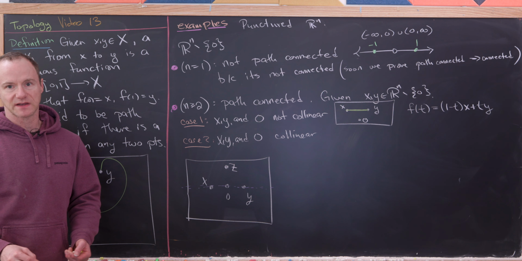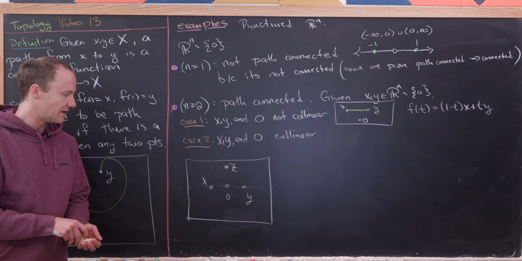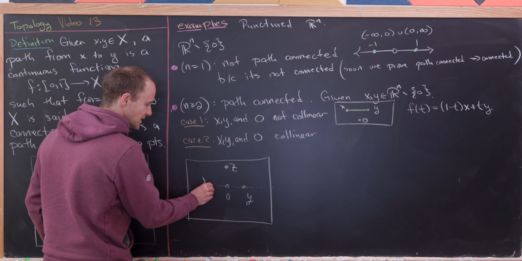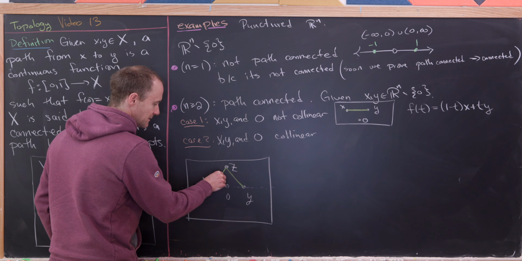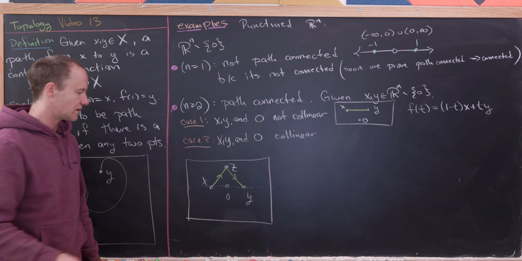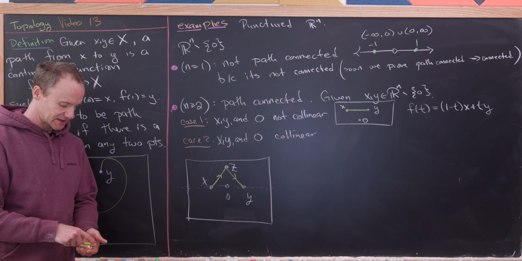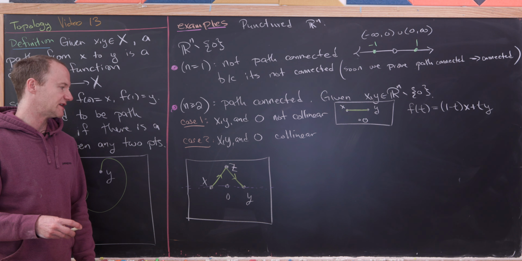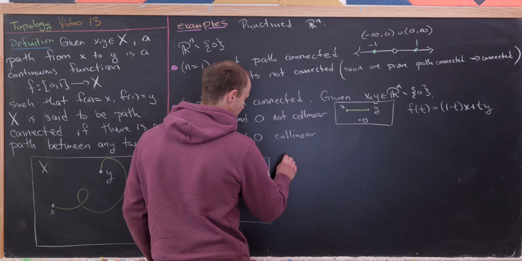So you can always find something outside of the line between 0, x and y. And then what we'll do is just paste two line segments together. So it'll go something like this. That'll be the line segment from x to z, unioned with the line segment from z to y. And then by the gluing lemma, this will be continuous. But we could also write down a formula for it if we really wanted to.